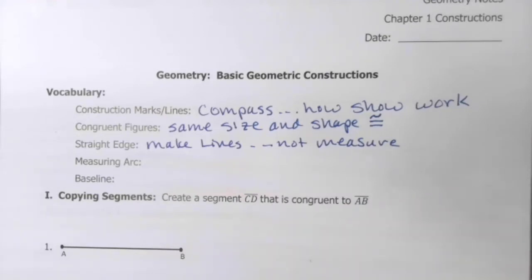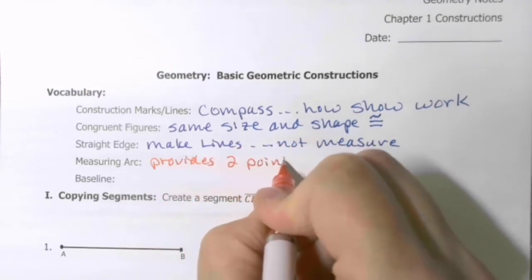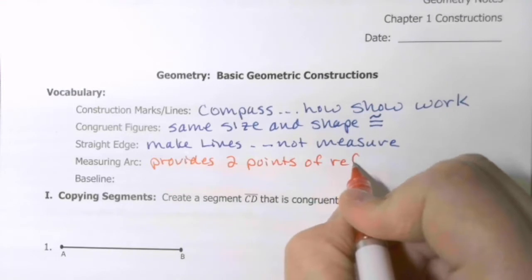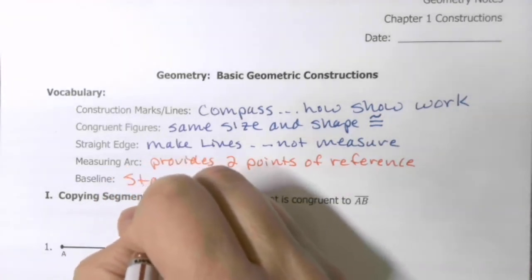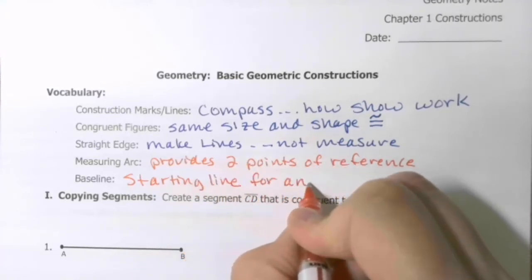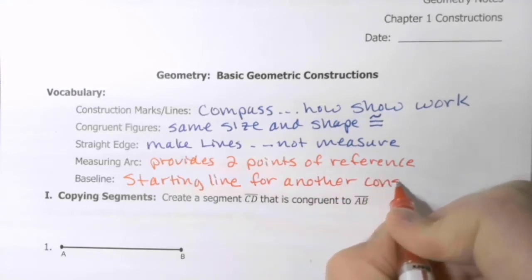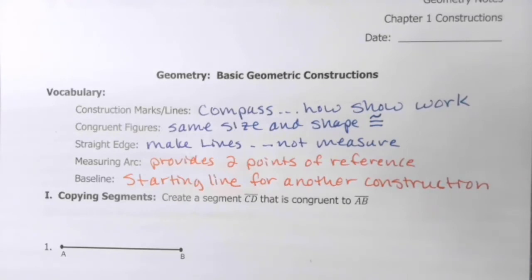Okay, measuring arc. This is getting into the constructions. Your measuring arc provides 2 points of reference. So when we make a measuring arc, we're really creating points of reference that we're going to use to actually do the construction. And the last term, baseline. Baseline is a starting line for another construction. So when you're asked to draw a baseline, you're asked to draw a starting point.